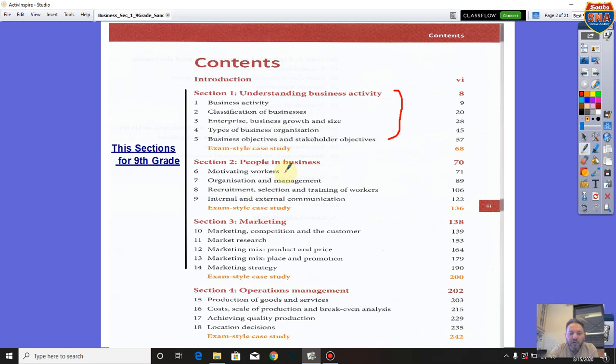And also we are going to take the first two topics of section 2, motivating workers and organization and management.